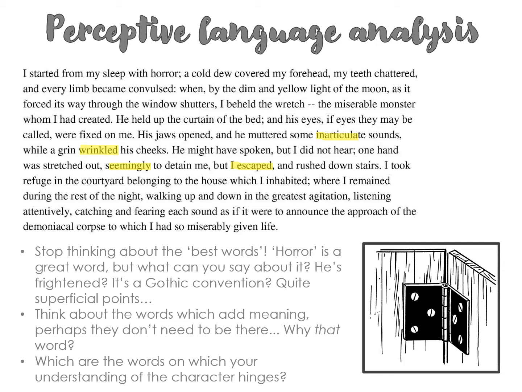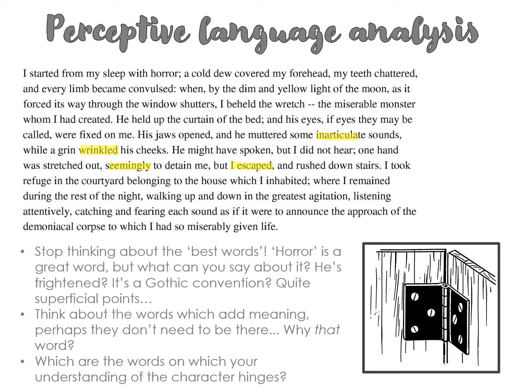And when I say hinged, I mean that when I read those words, my understanding of the character changes, it develops, I've learnt more about him. So you can see here I've highlighted, for example, the verb escaped. I could pick the verb rushed, but it's the verb escaped that has really powerful connotations. It implies that the monster is a threat. It implies that Frankenstein could become a victim. And therefore, it has really important connotations. At this point, the monster has not done anything.